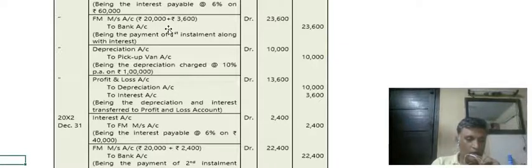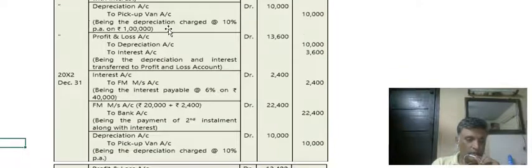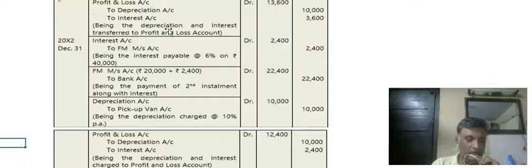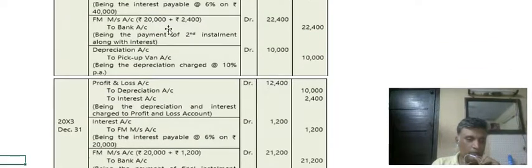Then we'll pay the installment. It's again 22,400, 20,000 plus 2,400. Then depreciation for the second year, which is again 10,000, depreciation to asset, and finally we will transfer to the P&L account both depreciation and the interest. Right? So these will be the entries for the second year.